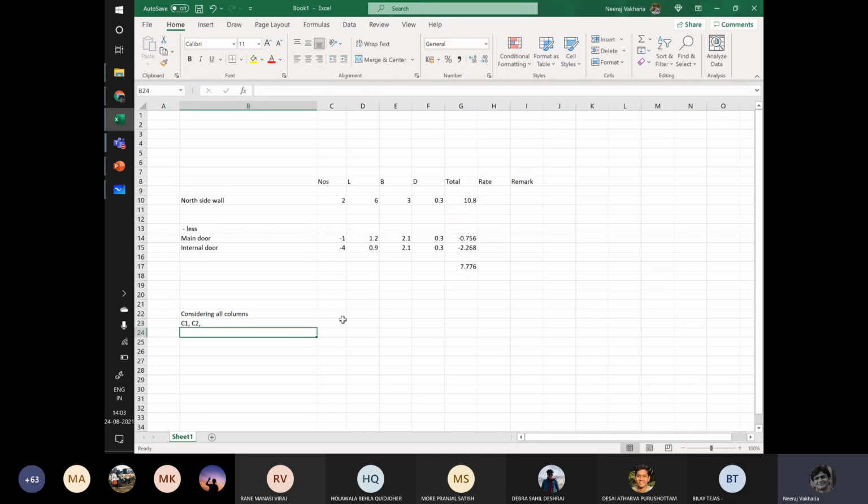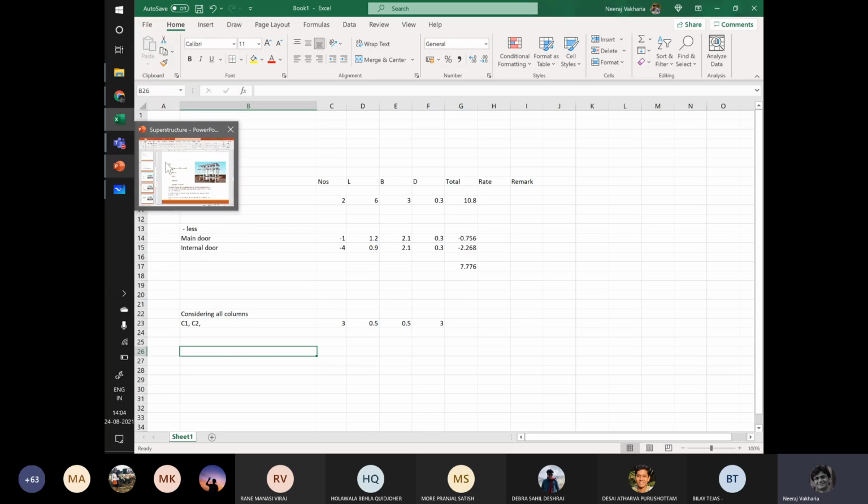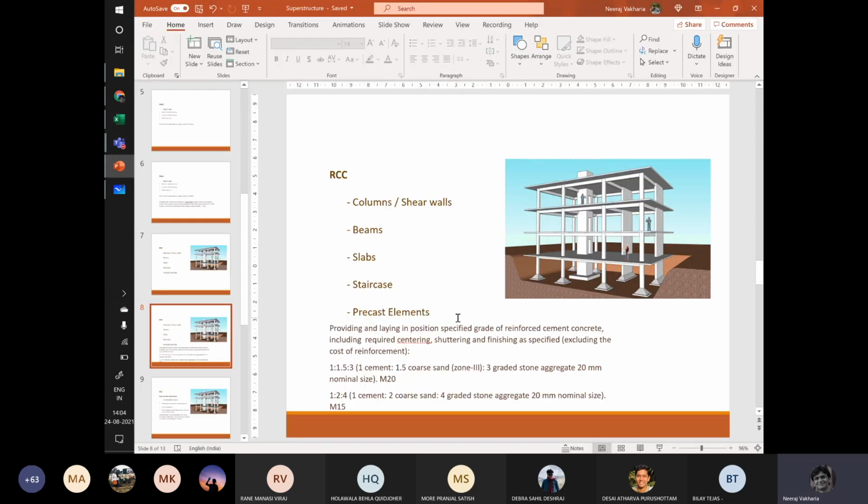For that, if the column size is same, then you can write directly, okay, 3 columns of type C1 and C2, whatever size it is, 0.5, 0.5 and 3 meters. Okay, and then the total volume. Then you will have some other type of column which will have some different size. Then you will have beams, then you will have slabs. All the volumes you will calculate, and it will give you the volume for RCC. Okay, the cement concrete volume which you want to have.